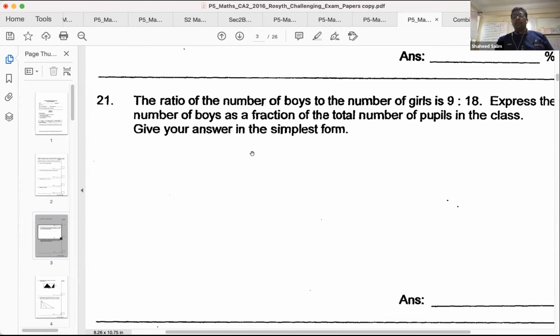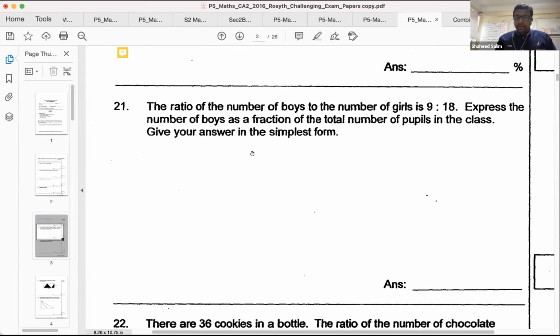Ratio. Boys and girls. Come on, very easy. Now they ask you to express a fraction. A fraction must have a top number and a bottom number. Must have two numbers, so you must get your numbers correct. Now they want the number of boys, and not the number of girls. Total number. You must write one over the other.